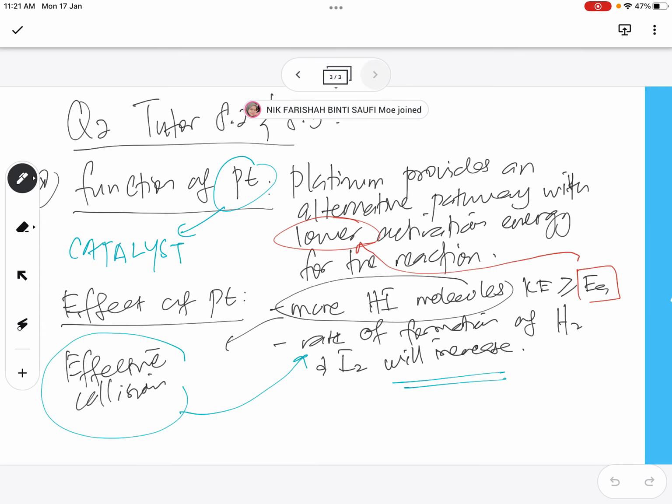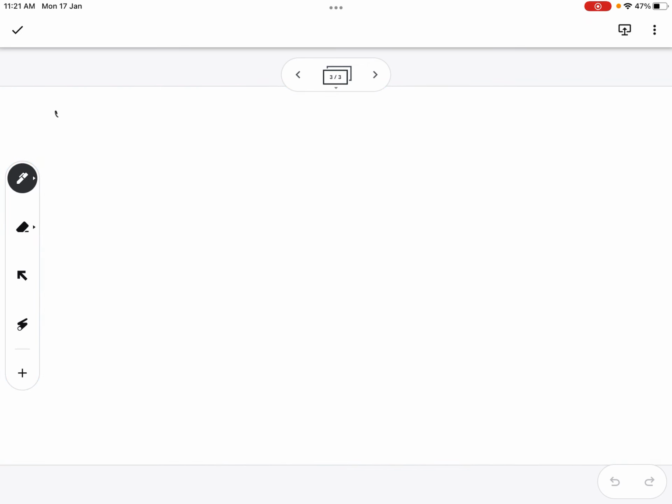Now going to 2B. Okay, next slide. 2B. Draw and label the energy profile diagram for both reactions, with and without platinum, on the same axis. So I ask you to draw first. Draw and send to Telegram now. I want to check some drawings. Do it now.